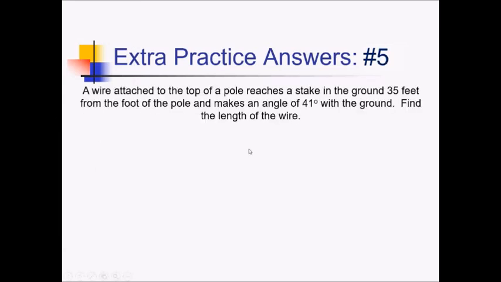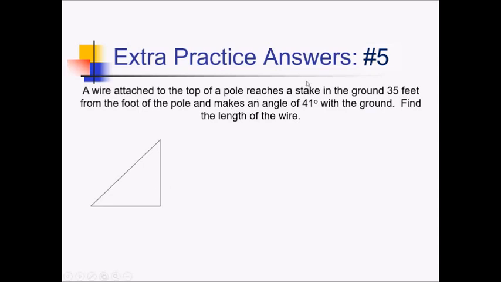For this one, we have a word problem. A wire attached to the top of a pole reaches a stake in the ground 35 feet from the foot of the pole and makes an angle of 41 degrees with the ground. We want the length of the wire. So just to draw out this situation, we've got a right triangle going on. The pole is the height of that triangle. Since we're talking about the angle that the wire makes with the ground, this is going to be a right side up triangle, like so. And we're just going to label the different parts of this and solve for what we're missing.